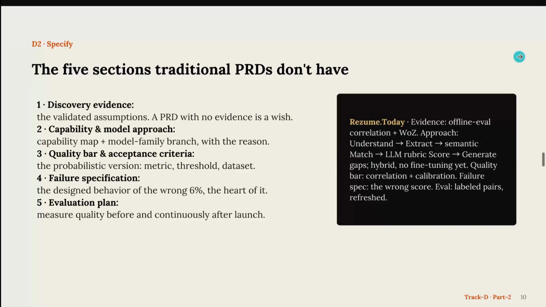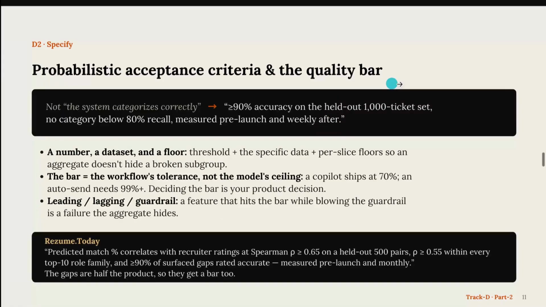Yeah, "the system categorizes correctly" is not a requirement in an AI PRD. What we need to do is go deeper and say what percentages on what set of data and what will be the outcome. Yeah, greater than or equal to 90% accuracy on the held out 1000 ticket set. This is the data set. No category falls below 80% recall, and it's measured pre-launch, and weekly we will track the same metric after launch. So that's a good acceptance criteria. This is indirectly an eval. Yeah, this is how we are going to evaluate the product.